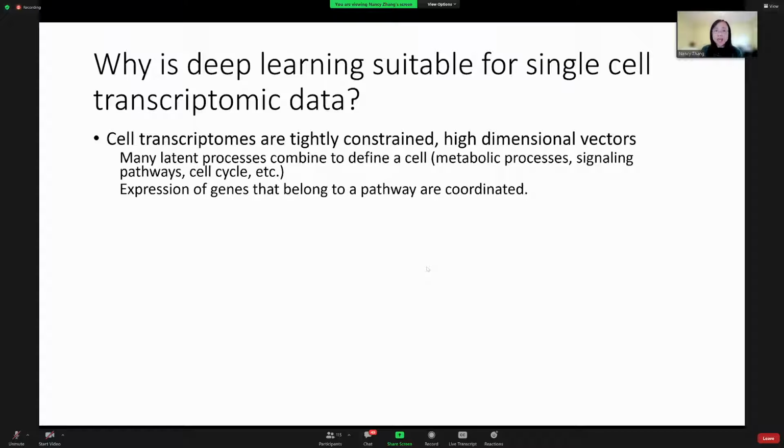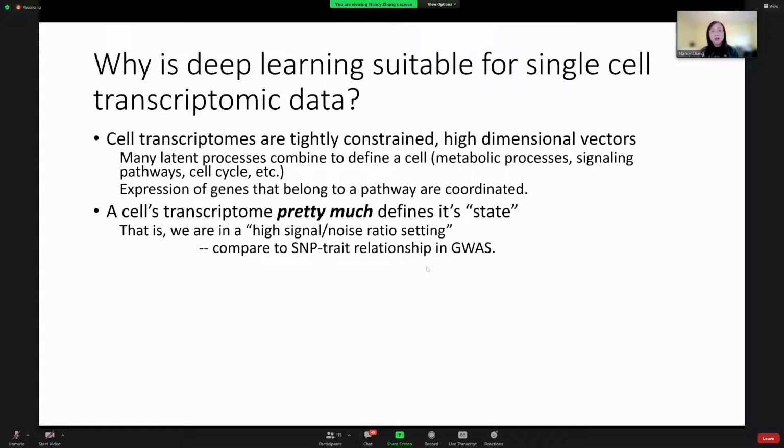Well, one reason is that cell transcriptomes are tightly constrained high dimensional vectors. You have 20,000 genes, you map them out, they are tightly constrained. They have these weird high dimensional geometries because of the underlying pathways and processes that these genes coordinate as part of defining the cell. Basically a cell is defined by these latent pathways that are happening inside it, and these latent pathways constrain the genes to be expressed in a coordinated fashion.